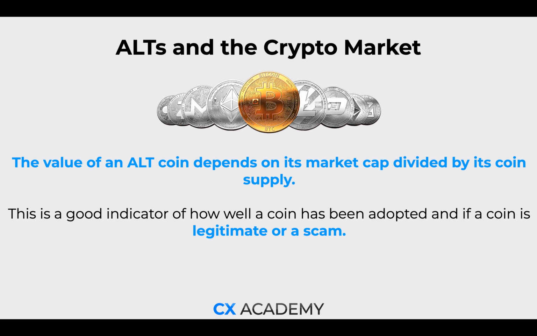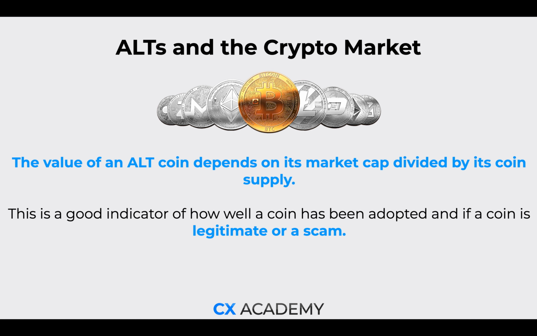So then, alts and the crypto market. Now, to get the value of a coin, I've seen this a lot online. People see the price of Bitcoin at, for example, 40,000, and then they see the price of Cardano or ADA at the price of £1. So the difference between 40,000 and £1 is significant.